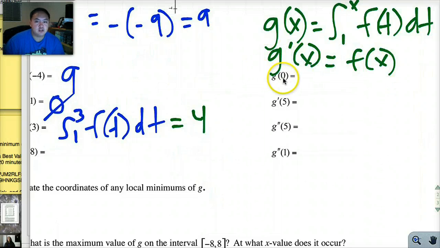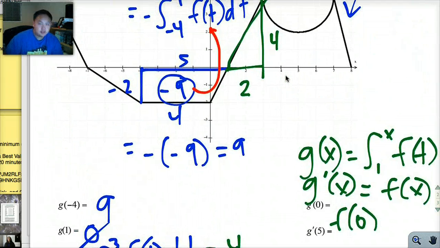So if I say I want g prime of 0, what I'm really saying is I want to know what f of 0 is. So I look at my graph, f of 0, remember this graph is 0, f of 0 is negative 2. Like at 0, the y value is negative 2.